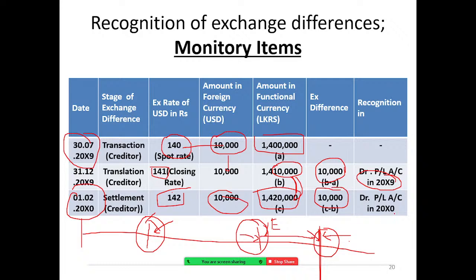That was 10,000 loss. So that also will be recorded in the profit and loss account in the next year, the period in which the settlement has occurred. So altogether, from the initial transaction to the settlement date, there was a 20,000 loss. This 20,000 loss is spread out over the first reporting period and the settlement reporting period.